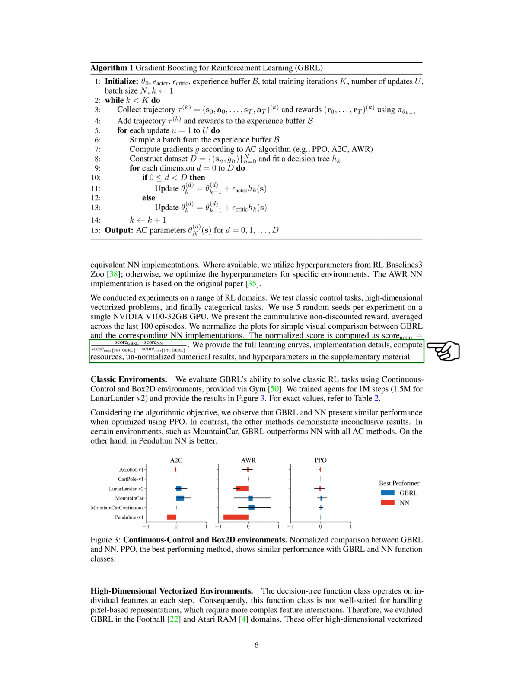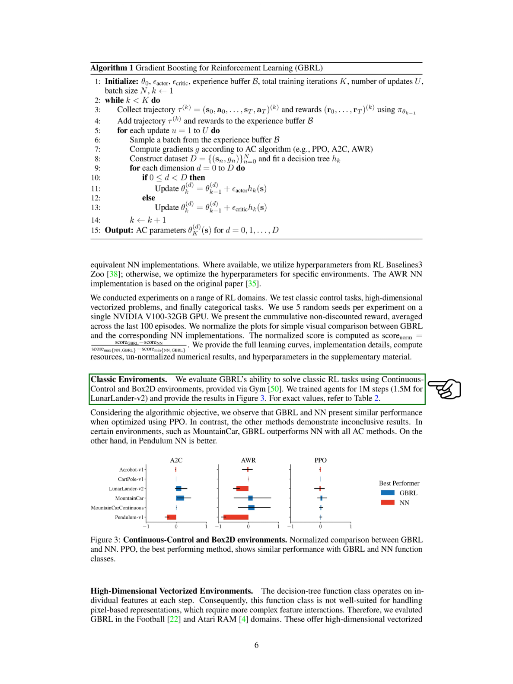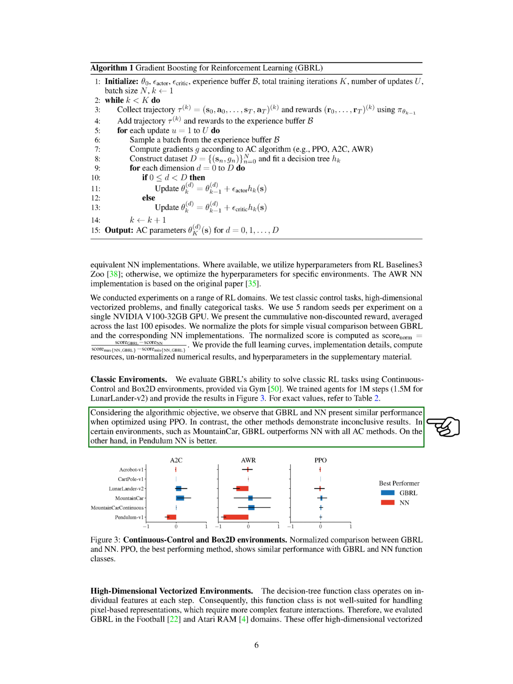Section: Classic Environments. In this section, we assessed GBRL's performance in various RL tasks across different environments provided by Gym. We trained our agents for a specific number of steps and presented the outcomes in figures and tables. When comparing GBRL with NN in terms of optimization, we found similar performance in some cases, while in others, GBRL outperformed NN, such as in the mountain car environment. However, in Pendulum, NN showed better results.